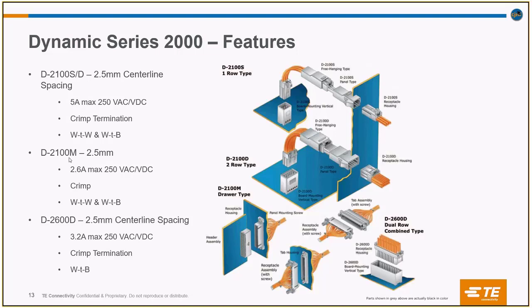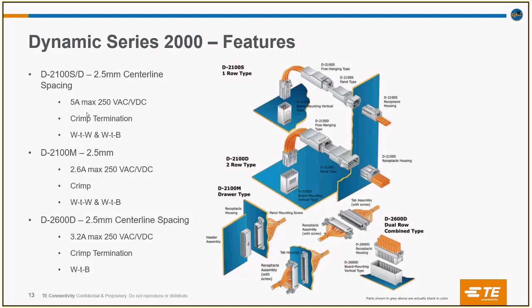Next, for the 2100M, the centerline spacing remains the same and the current carrying capacity decreases to 2.6 amp. 2100S is 5 amp, 2100M is 2.6 amp. But the voltage is the same, 250 for all the D2000 series: 2100S/D, 2100M and 2600D.